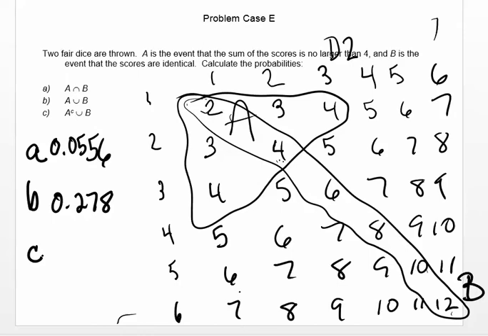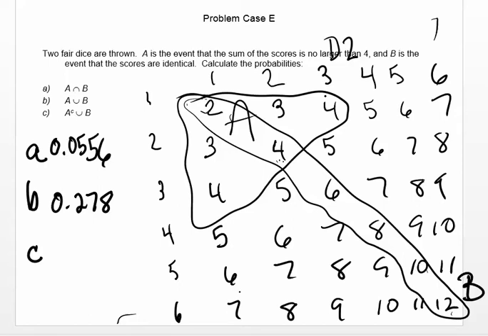Lastly, I'm asked for the complement of A union B. I either want to be outside A or in B. So if you'll recall, what's the complement of A? The complement of A is everything other than the 6 entries that are in the circle corresponding to A. So, in fact, there are a total of 30 entries that are outside of A.